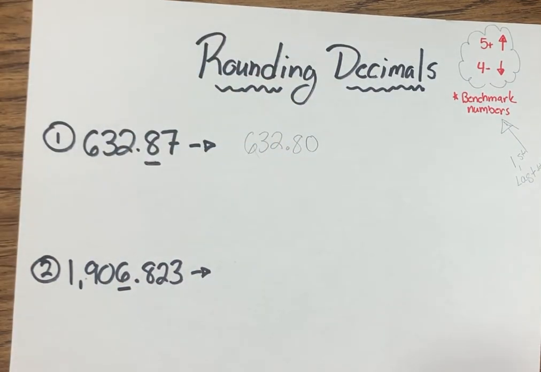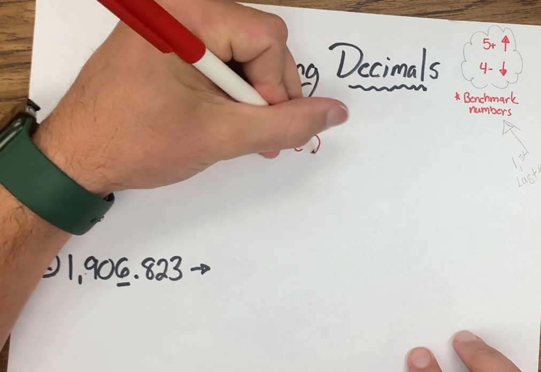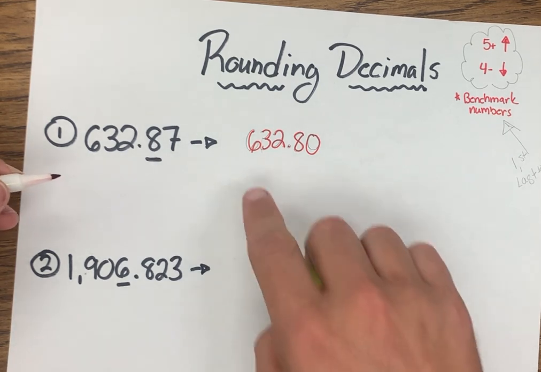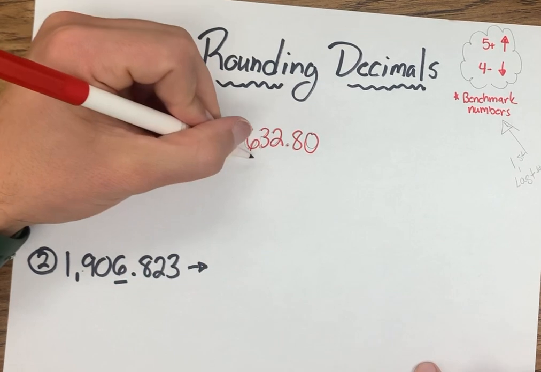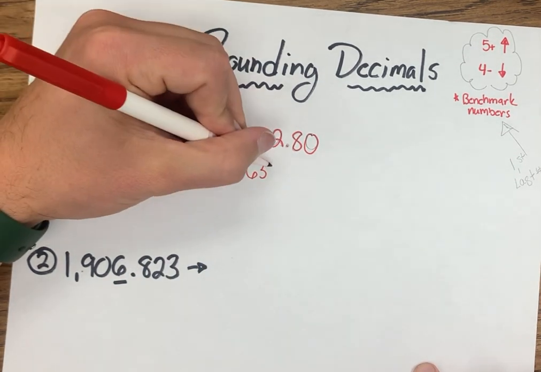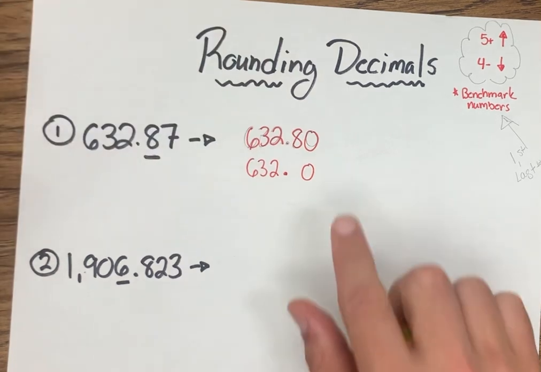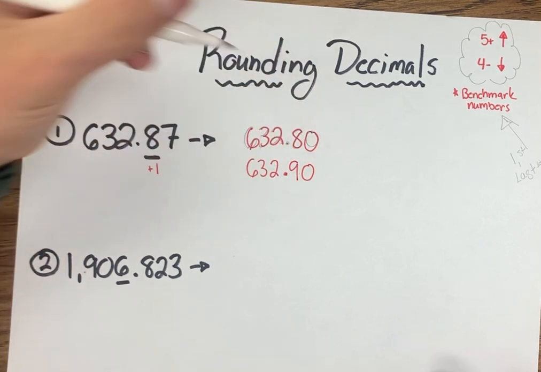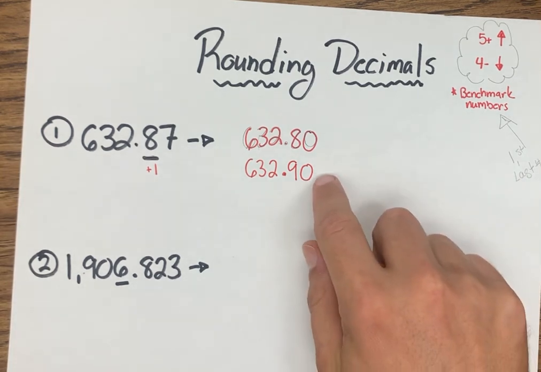Now, what I did right there was I found my first benchmark number. I'll do it in red so you can see it better. 632.80. Then to find my second benchmark number, which I put below it, I keep everything else the same except for what I underlined. My 6 stays the same, my 3 stays the same, my 2 stays the same, my decimal, and that 7 I changed to a 0 is still going to be a 0. And I'm just going to add 1 to it. So what is 8 plus 1? It is 9. So I found my two possible options. I'm either going to round down to this one or round up to this one.